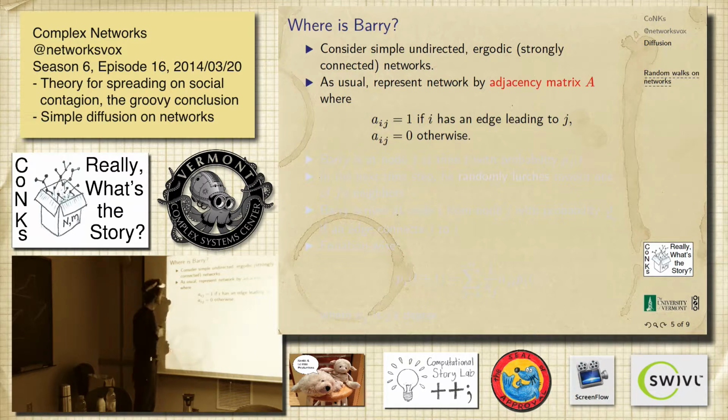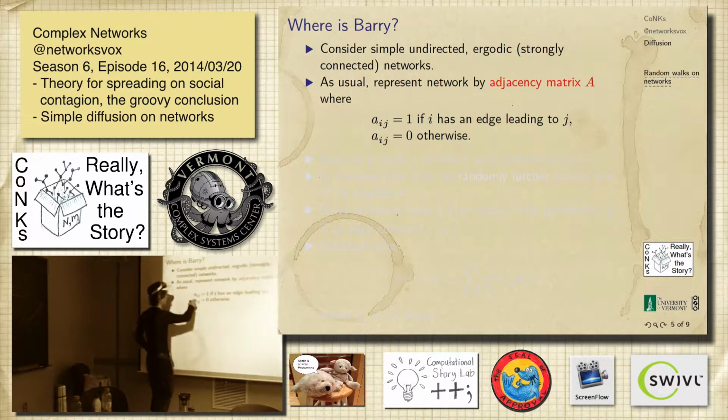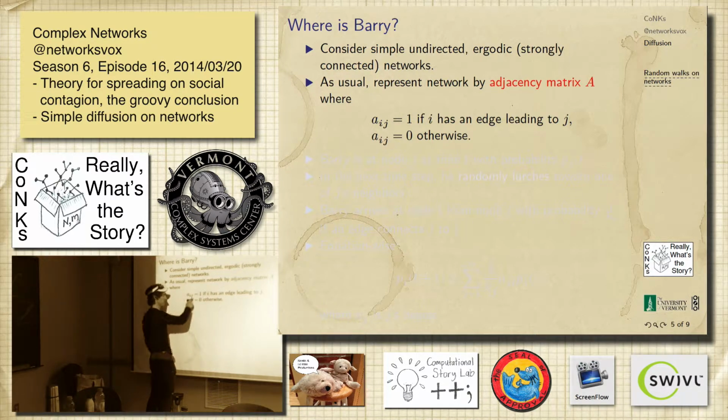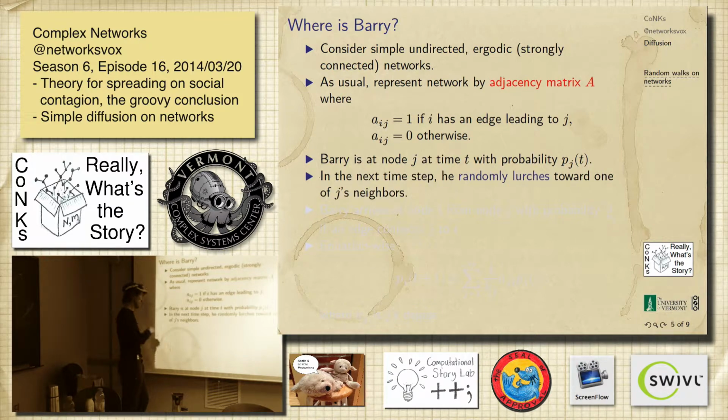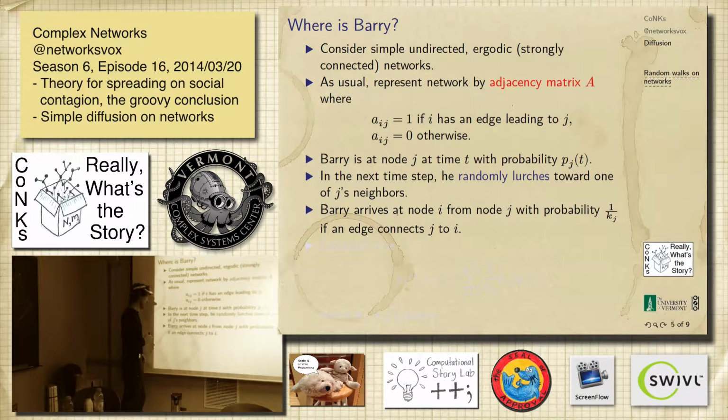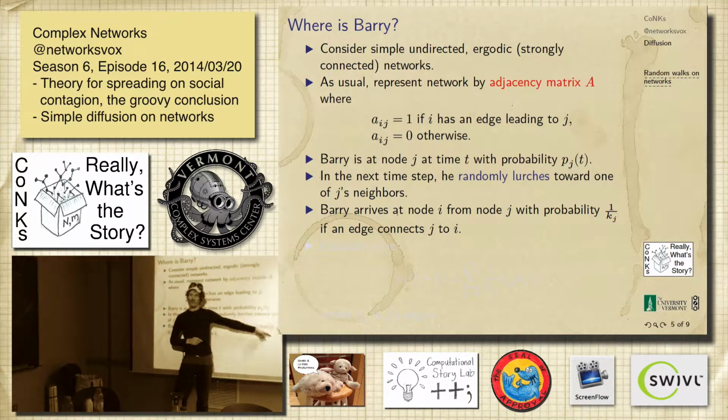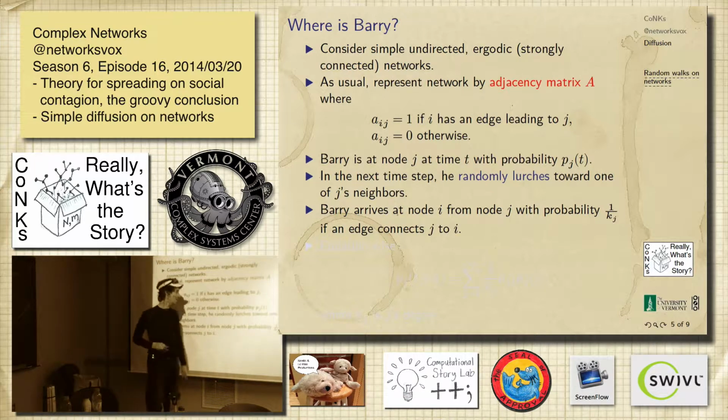Linear algebra time. So this is our adjacency matrix. There's a 1 if i has a connection to j, and we can make this directed, but let's think of it as being symmetric. This is just the definition of the thing. In the next time step, it's going to randomly lurch from node j to one of j's neighbors. So we'll turn this around. It'll be A_ji, a 1 if j connects to i. And the probability of getting to node i will be simply 1 over k_j, so it's uniformly distributed.